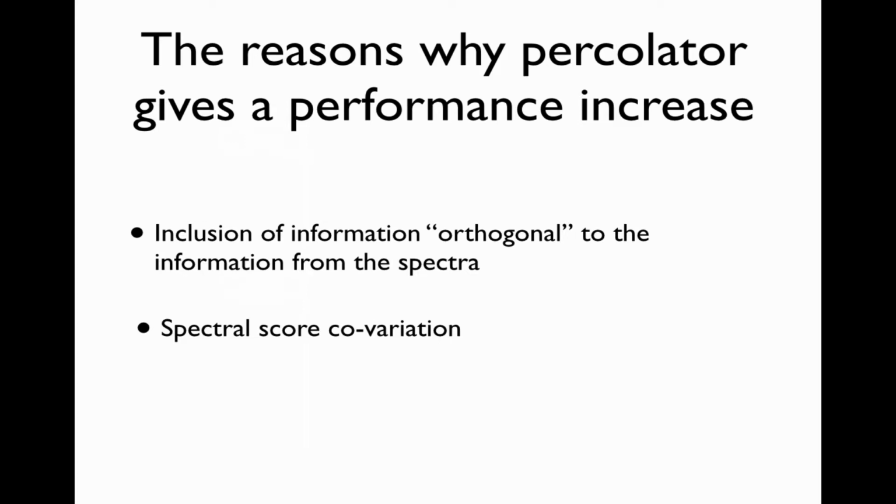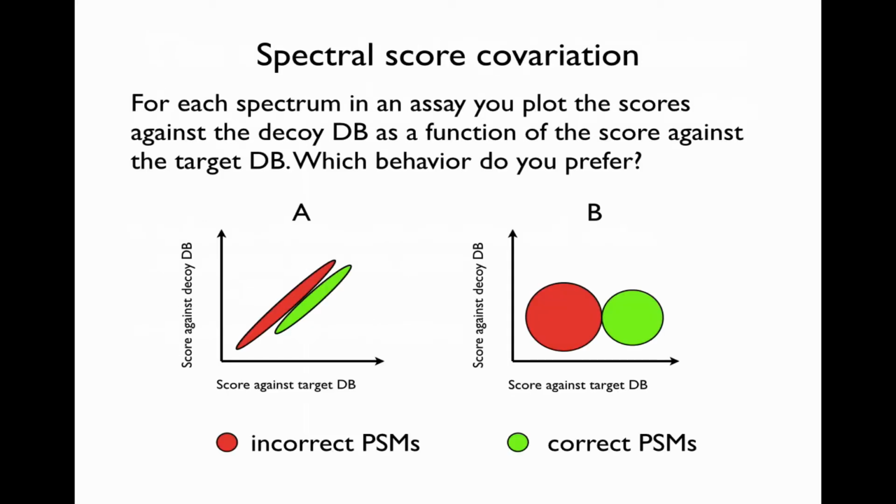But there's one that I consider even more important to this performance increase, and that's what I call the spectral score covariation. I will start off by describing this with a couple of cartoons. Say that we plot, for each spectrum that we obtained, its top score against the target database versus its score against the decoy database on the y-axis.